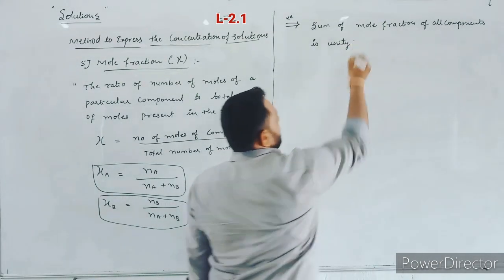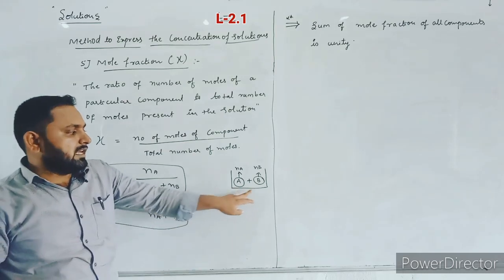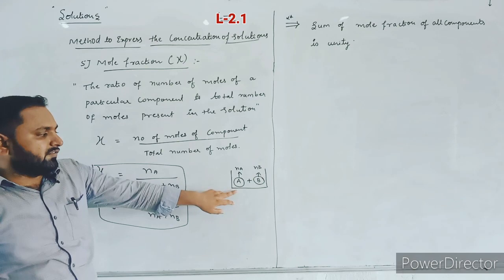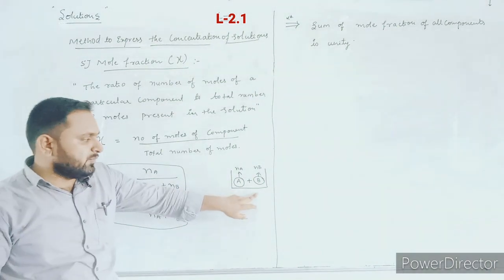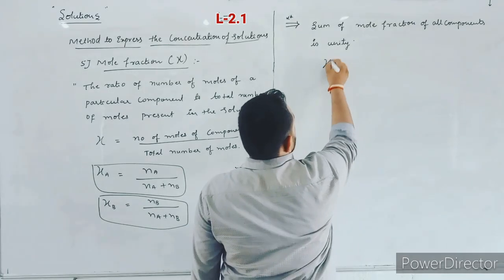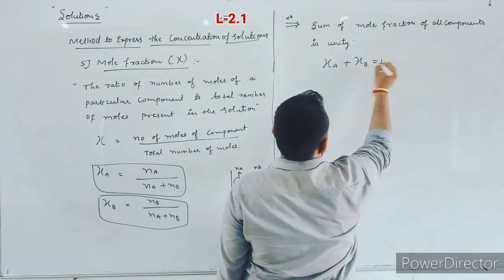That's why here in this solution there are two gases, two components. One is A component, another one is B component. The sum of mole fraction of A component and mole fraction of B component is equal to 1. Mole fraction of A plus mole fraction of B is equal to 1.